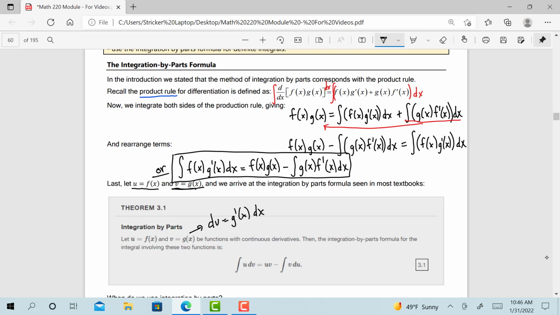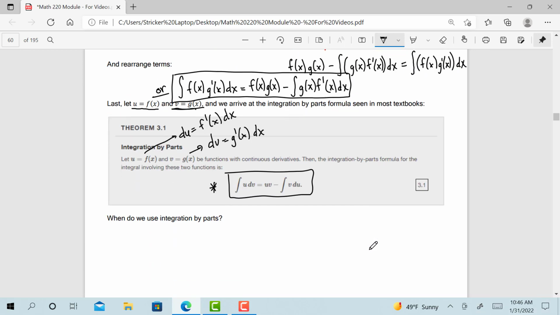And so then plugging all those things in, letting u be f of x, v be g of x, and dv being g prime of x dx, and I guess I should say one other one, right? If u is f of x, then du is equal to f prime of x dx. Making all those substitutions, we get this formula here: the integral of u dv equals uv minus the integral of v du, and you just need to commit this to memory.